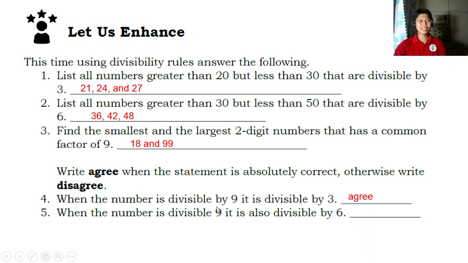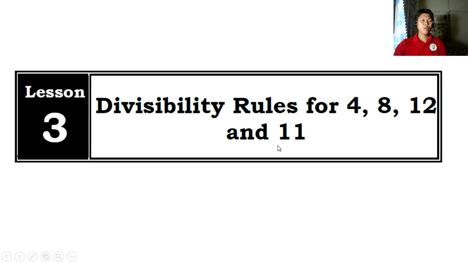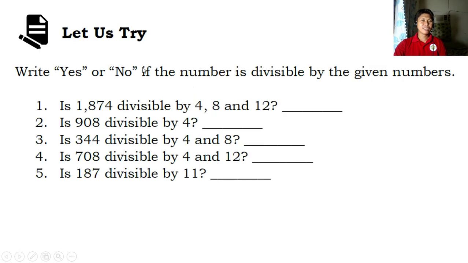Okay, so agree. When a number is divisible by 9, it is also divisible by 6. Obviously not. Example, the number 27 is an odd number. Hindi siya pwede i-divide or hindi siya divisible by 6. Okay? So disagree. We have the last lesson, lesson 3, which is divisibility rules for 4, 8, 12, and 11. Okay, tingnan natin. Let us try.